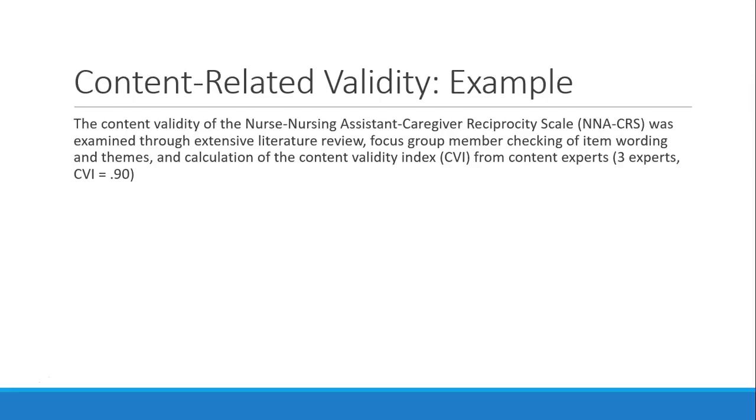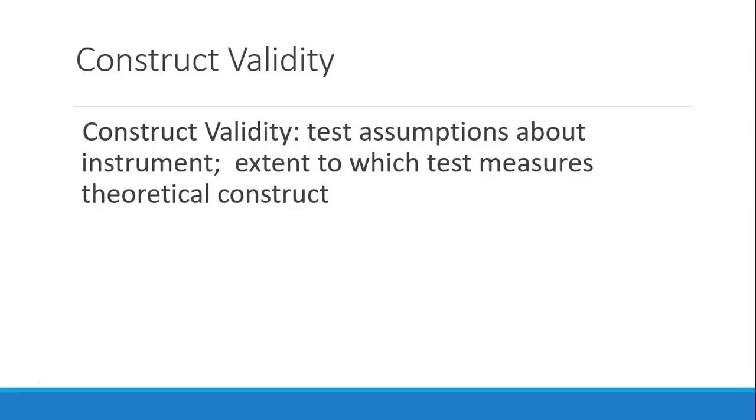The Nursing Assistant Caregiver Reciprocity Scale was established using extensive literature review. So in that way you would say, okay, there's theoretical validity, which is basically a content validity type, but additionally they also used a focus group and established the content validity of the expert type there, and you can see that the CVI, or content validity index, is 0.90.